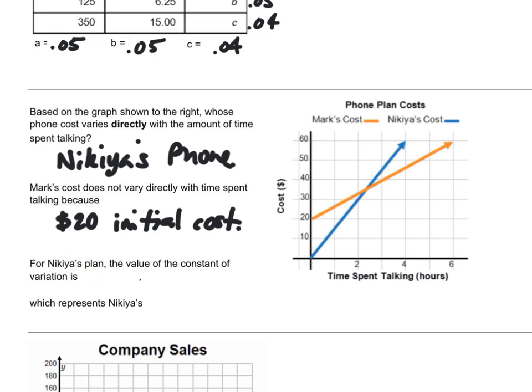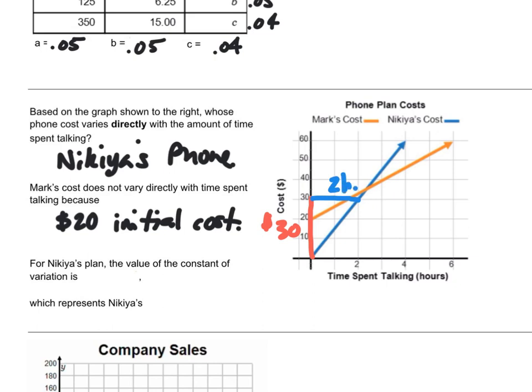Then it says for Nikia's plan, what is the value of the constant of variation? What this means is we need to figure out the slope of this line. The constant of variation, remember, means slope. So if I take our vertical change, Nikia's plan is in blue, that's $30, and that's for 2 hours of talking.